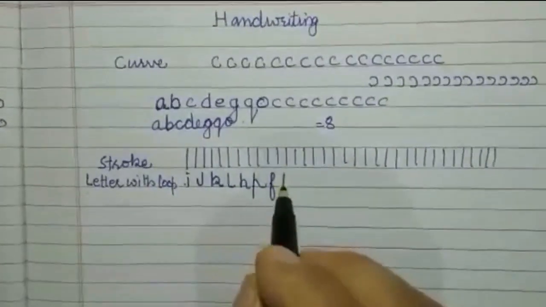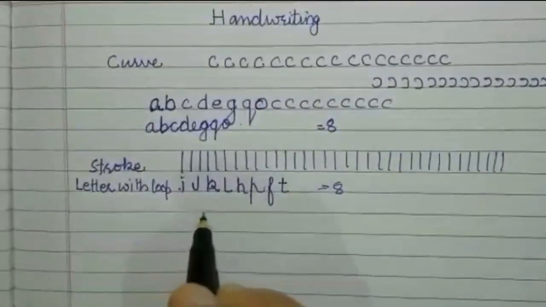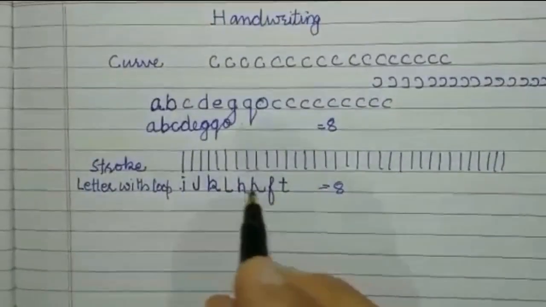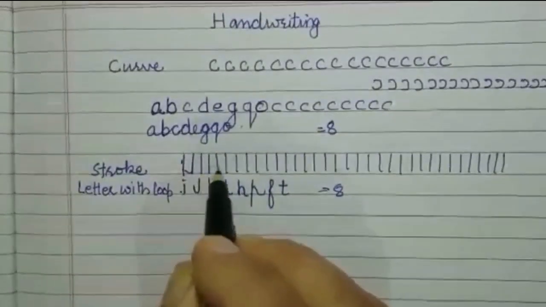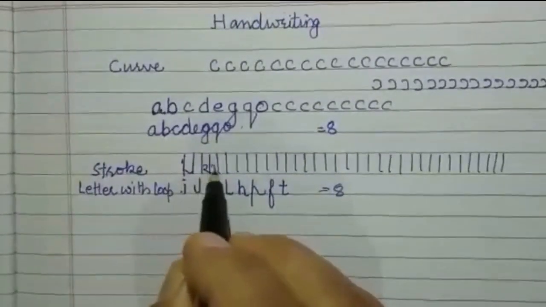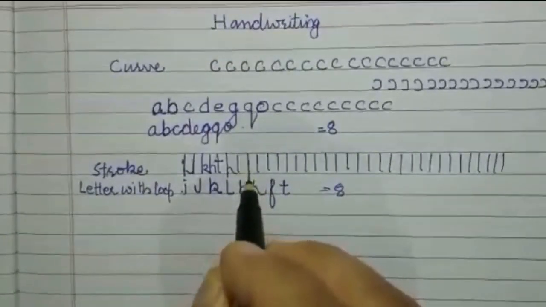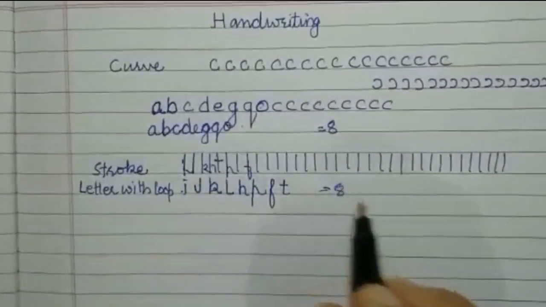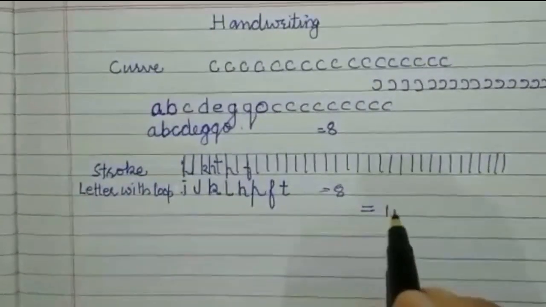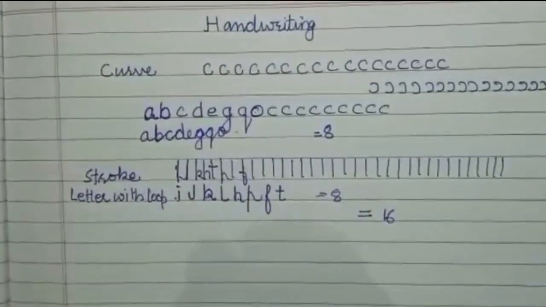Similarly, we have T also. So these are also 8 letters. You can very simply see that these are the letters out of which we are creating all this: K, H, T, P, F. Out of these letters we are creating these. So 8, 16 letters with 2 strokes only we will be taking. After this, zigzag.